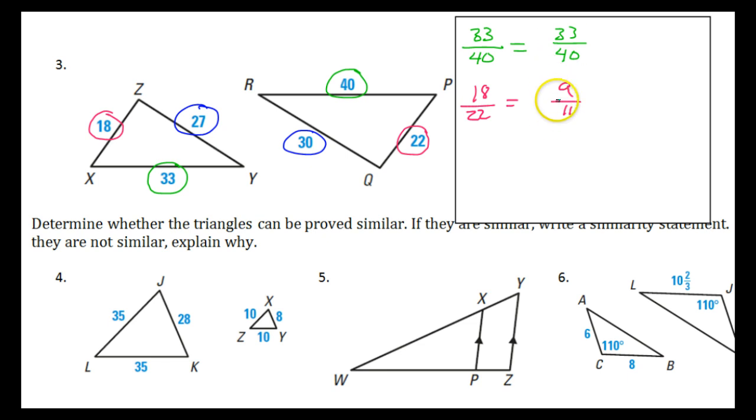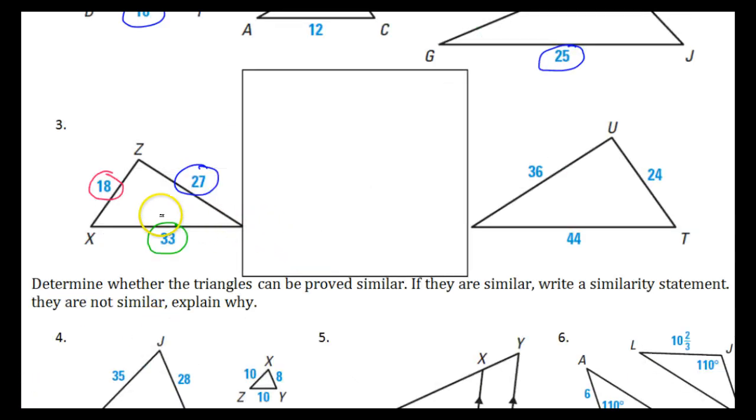So those do not match. So I already know that these are not going to be similar. I'm just going to follow through though. So this would be 27 over 30, divisible by 3. So that would be 9 over 10. These are not the same. So these triangles are not similar.